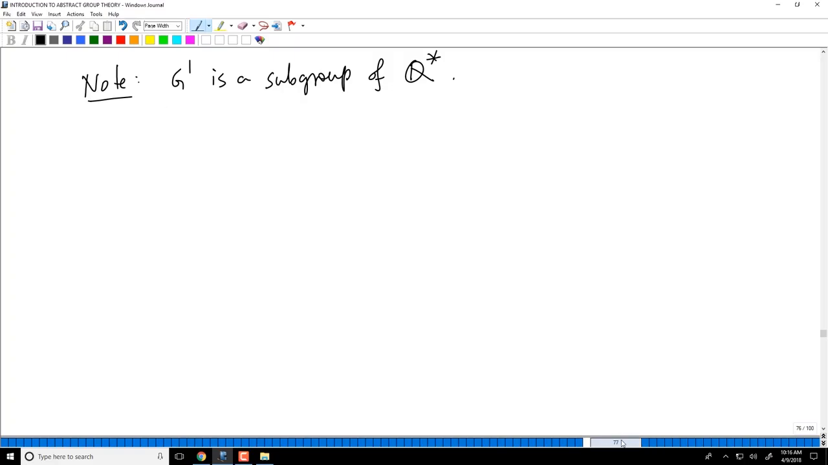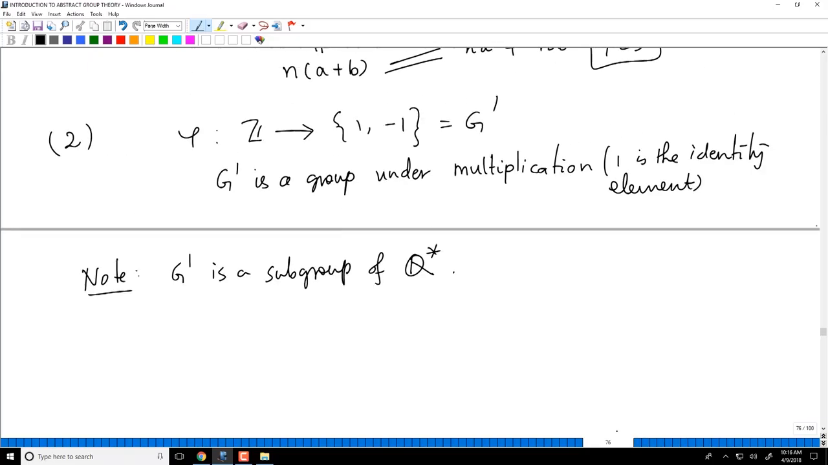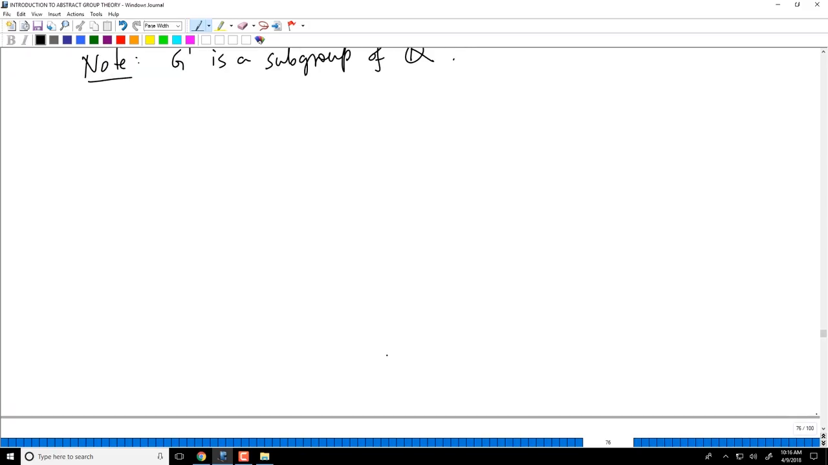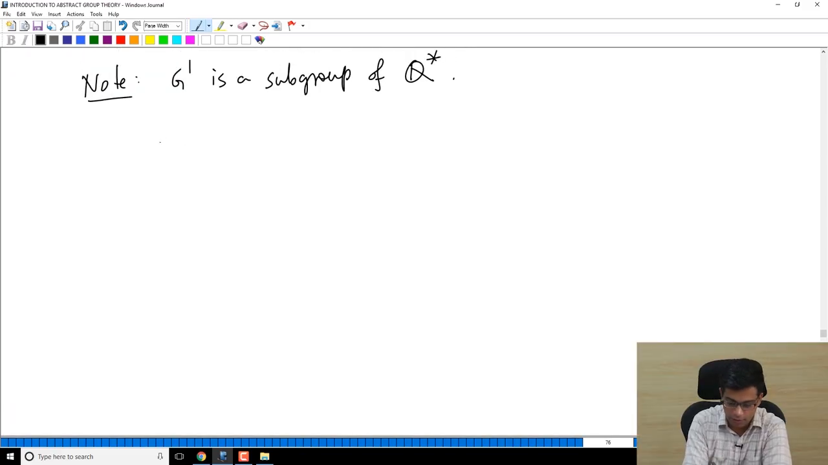So I need to identify G prime as a group, right? In order to talk of group homomorphisms, we need two groups. We know that Z is a group, and now I'm considering the group {1, minus 1}. That's a group. So what is a map phi? Let's define the map phi.